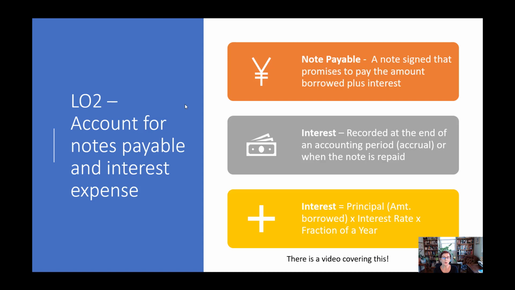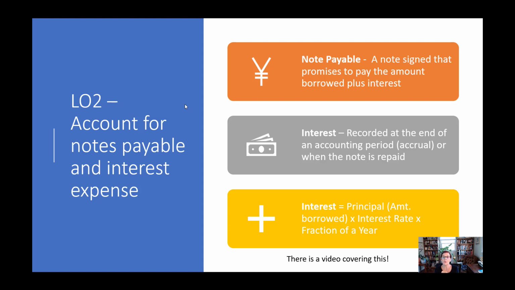Now, interest is recorded in the period of time that it's associated with, because of the matching principle. So if you borrowed money this year, then you want the interest associated with that borrowing to be recorded this year, even if you don't pay that interest until next year.